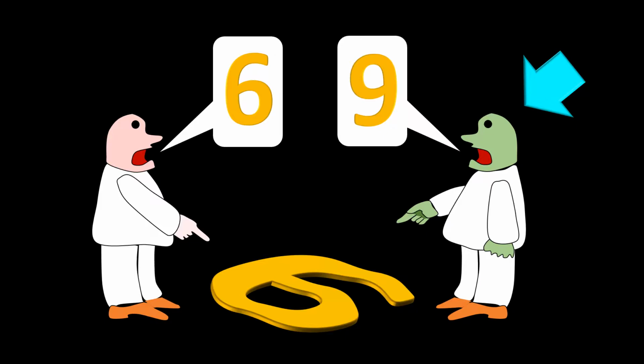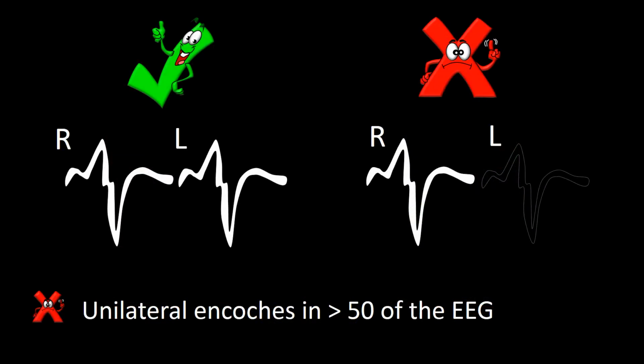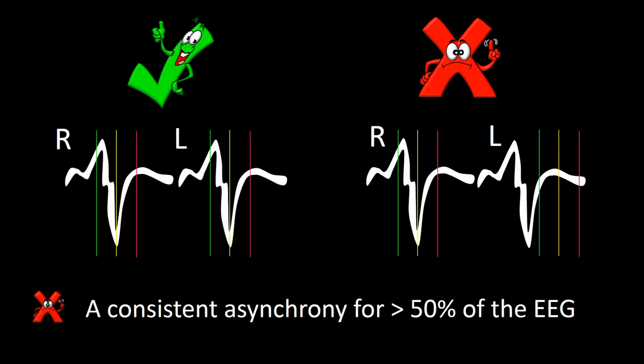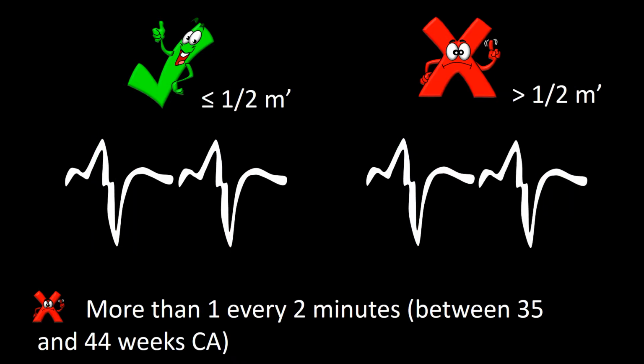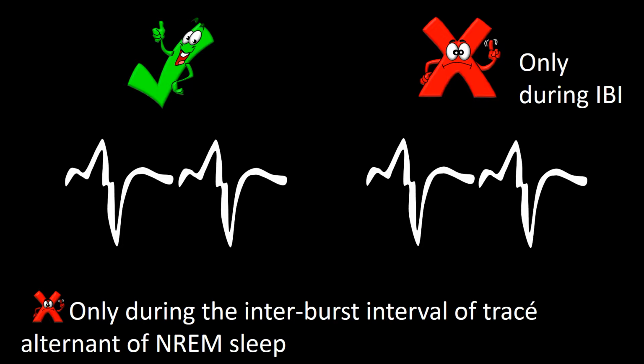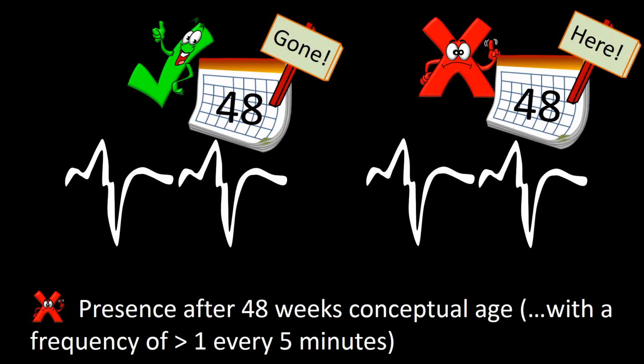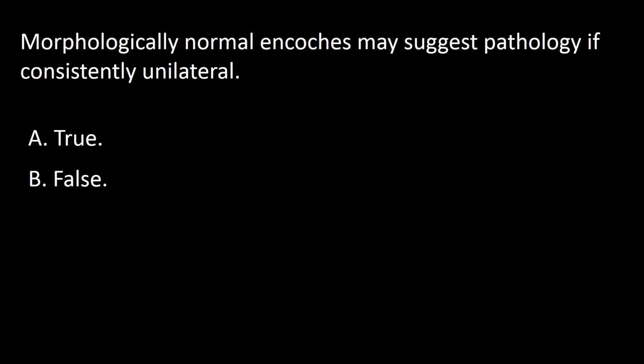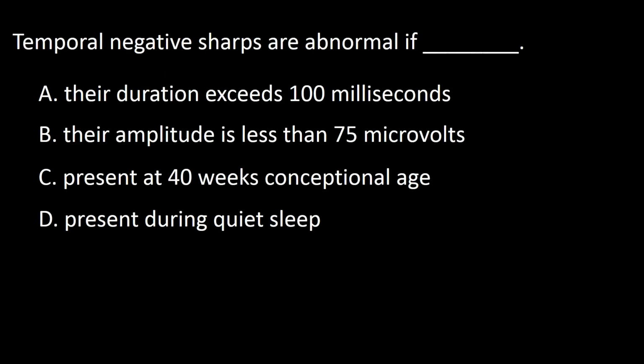So they label an EEG abnormal on the basis of unilateral encoches in over 50% of the record, asynchronous encoches for more than 50% of the record, encoches with a frequency of more than 1 every 2 minutes, encoches being present consistently during trace alternant, or if encoches are present beyond 48 weeks of conceptional age. Some add that they have to be more frequent in this age group than 1 every 5 minutes to be called abnormal. So the answer to this question is true. Next question.